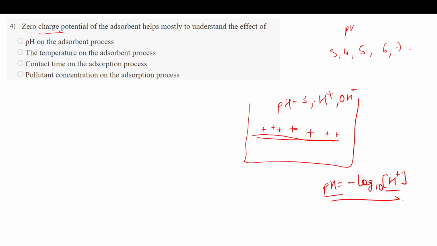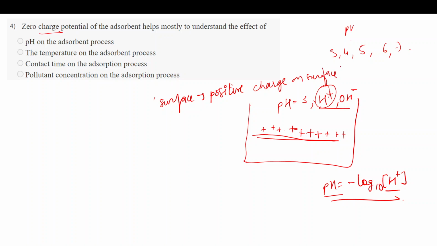At every pH, the concentration of these will be different. So at lower pH, more H plus will be available, and there are chances that more H plus will sit on the adsorbent. So the surface will be positive. Positive zeta potential, you can say the potential on the surface will be positive. Positive charge will result in positive potential on the surface.